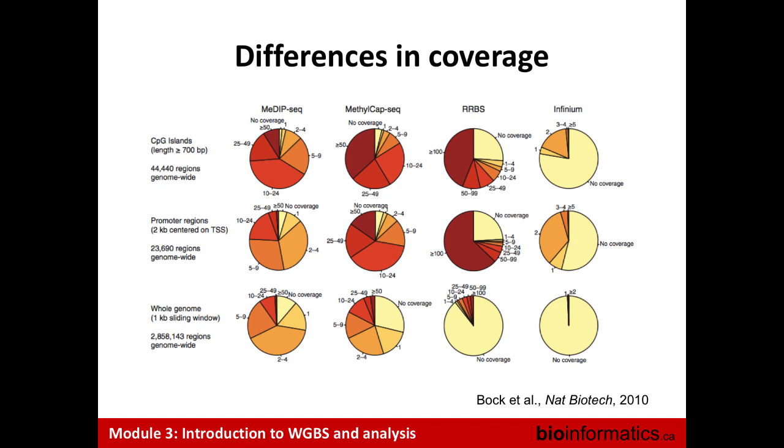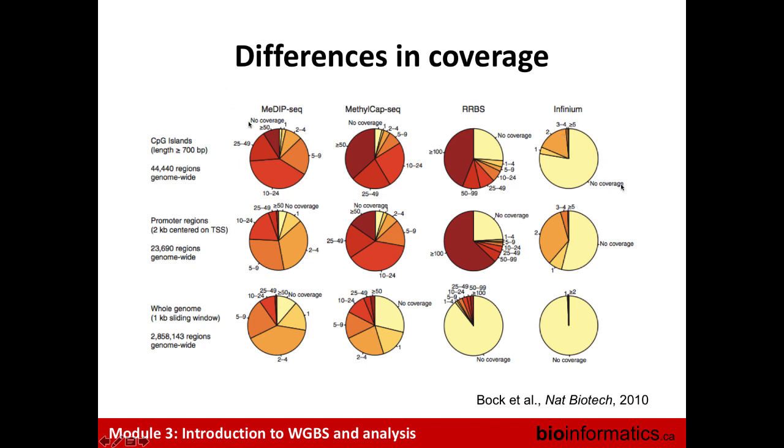What I think is helpful to think about is this slide, which shows where you get data, looking at the amount of coverage that you're getting in different regions of the genome. If we start at the top, in the CpG islands, how much coverage do we get? You see that MeDIP-seq and MethylCap have very good coverage in these CpG islands, at some level even more so than RRBS, even though RRBS is quite good.